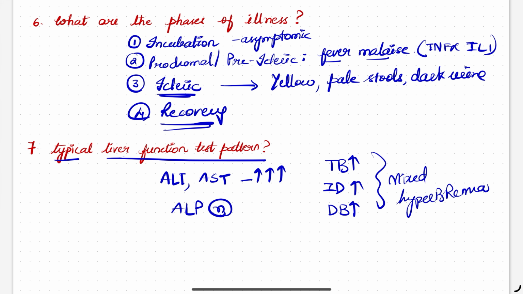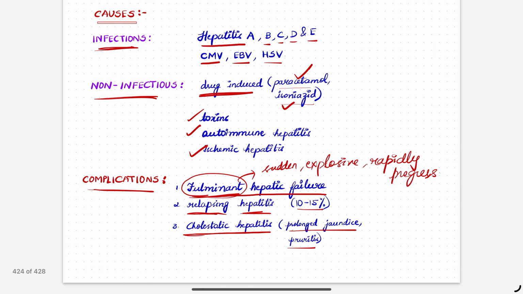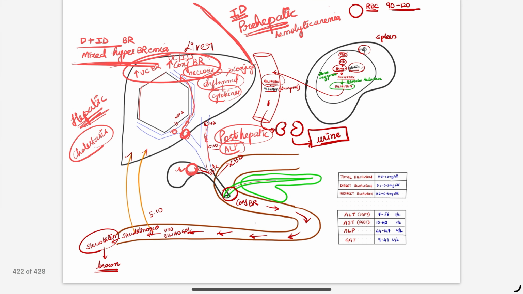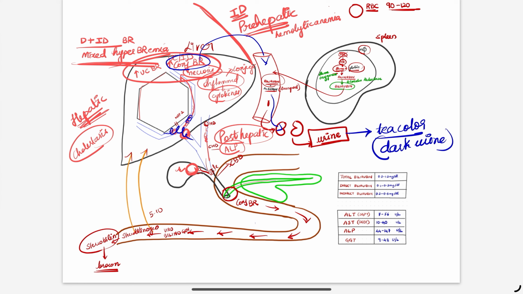Also, I forgot to mention why there is dark urine and why there is pale stool. In acute viral hepatitis, because conjugated bilirubin is rising in the blood, it will come back into the circulation. Via circulation, it will reach the kidneys and be excreted into the urine. This conjugated bilirubin gives a tea color, or dark urine. And pale stools because there's lots of inflammation, there's a block in the biliary canaliculi.